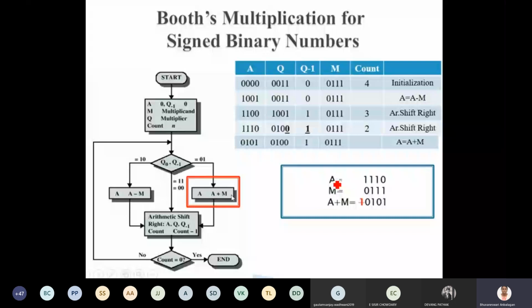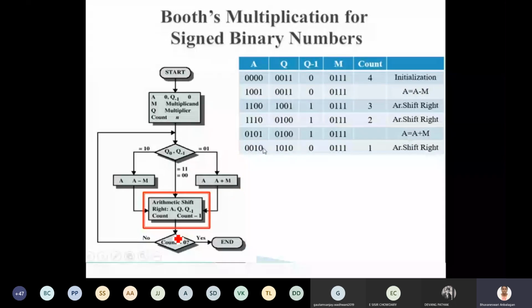The carry that it gets is going to be discarded. In the previous Booth algorithm, which is for unsigned numbers, we used to restore the carry. But here, the carries will be discarded. So this value 0, 1, 0, 1 is going to be stored in what? The A register. And then I am going to do the arithmetic right shift, which is refreshed in the next table.